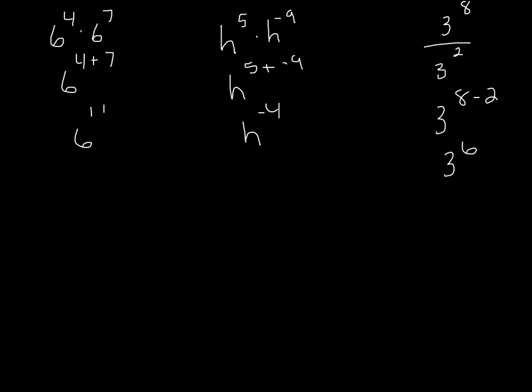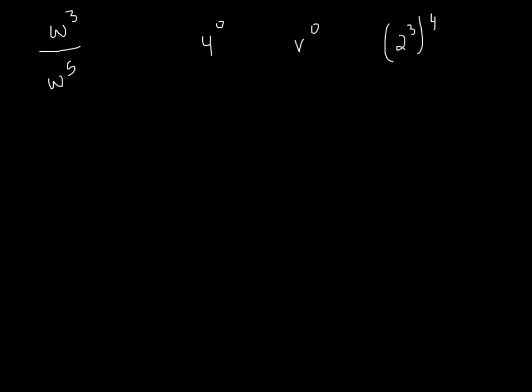So let me flip over. Okay, so this next one, it says w to the 3 over w to the 5th. Now one way you could do it is just like we did. So you could do w to the 3 minus 5, and you end up with w to the negative 2 power, right?